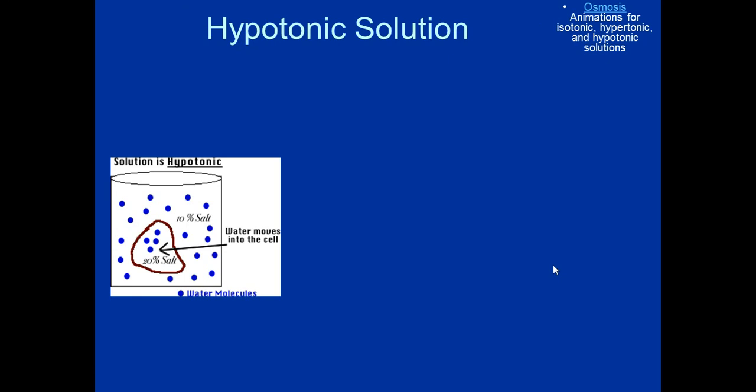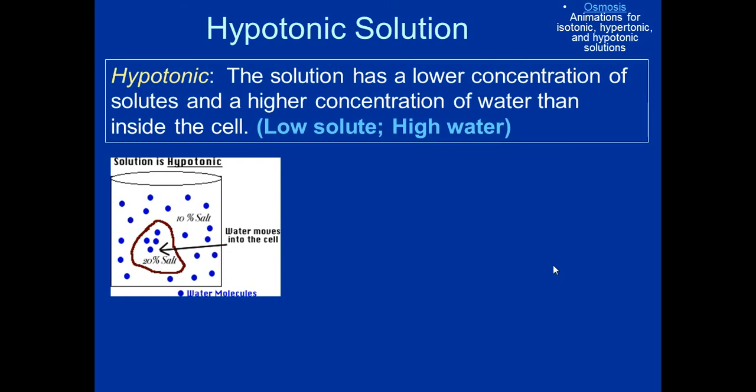Let's talk about a hypotonic solution. Hypotonic is a solution that has a lower concentration of solutes and a higher concentration of water than inside the cell.